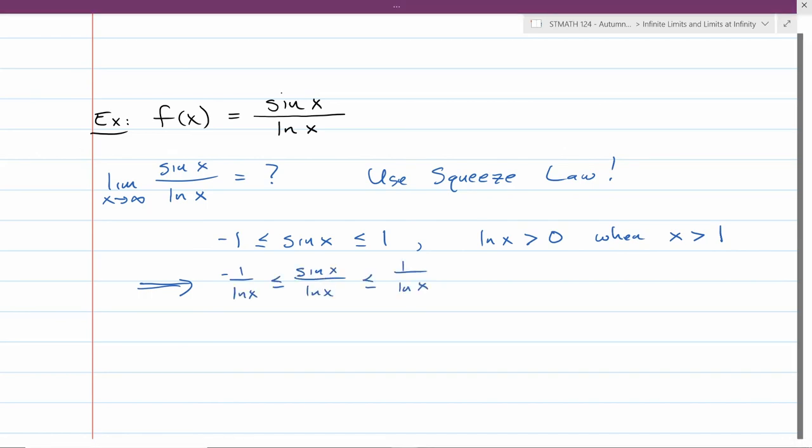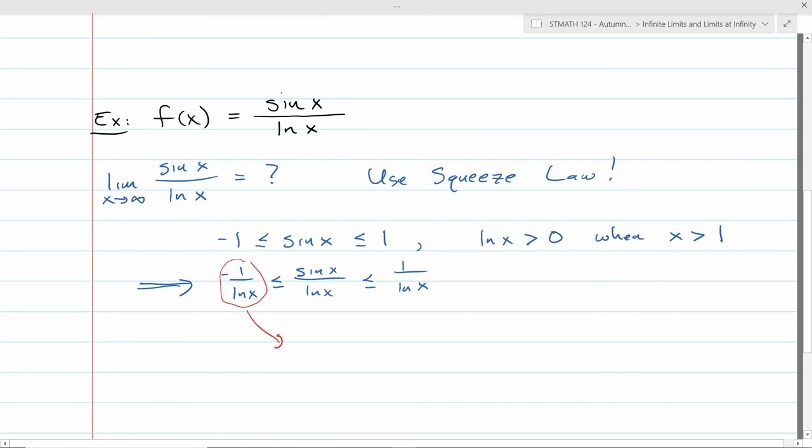And now, just a minute ago, we said that as x goes to infinity, the natural log goes to infinity. But if something's going to infinity and then you reciprocate it, it's going to go to zero. So this term right here is going to zero. Similarly, this term is going to zero. So that forces the stuff that's in the middle to go to zero also. So the answer to the question was zero, using the squeeze law.